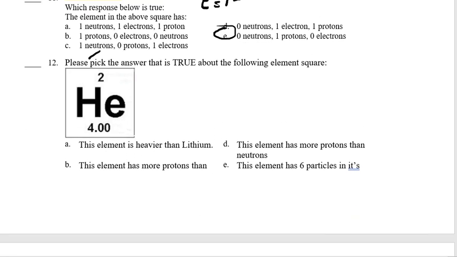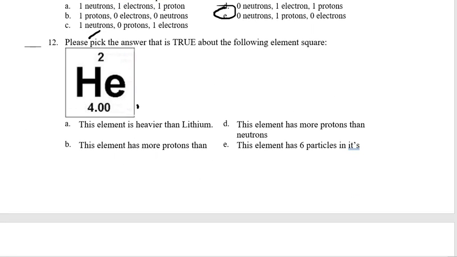Okay, the next question here is about helium. Now here we have the atomic mass of helium. You can tell this is not a whole number. It's a decimal here. So this is the type of number you see on the periodic table. It's the average of all the isotopes of helium. It doesn't show a charge, so I'm assuming it's neutral, the same number of protons as electrons. And I can tell because it's helium, it must have 2 protons. So this element is actually lighter than helium. This element has more protons than something else.